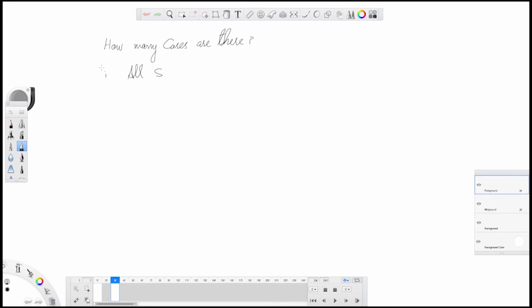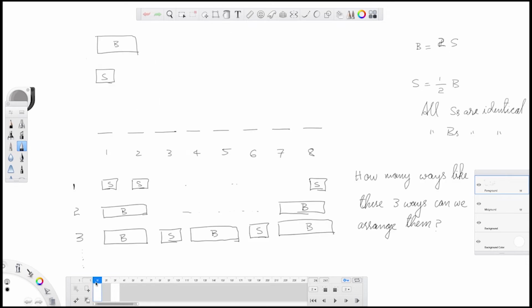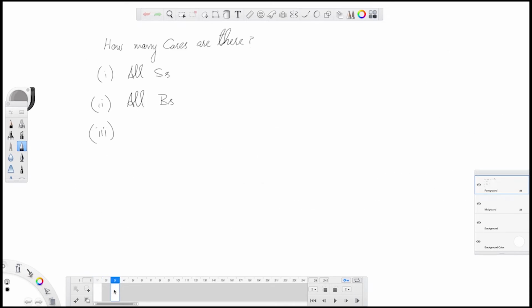So all small is one case, all big is another case, and then you introduce one big brick along with 6 small bricks. You can have another case wherein you have 2 big bricks and 4 small bricks. You can have another case wherein you have 3 big bricks and 2 small bricks. Right? These are all the cases. There cannot be any other case apart from this.